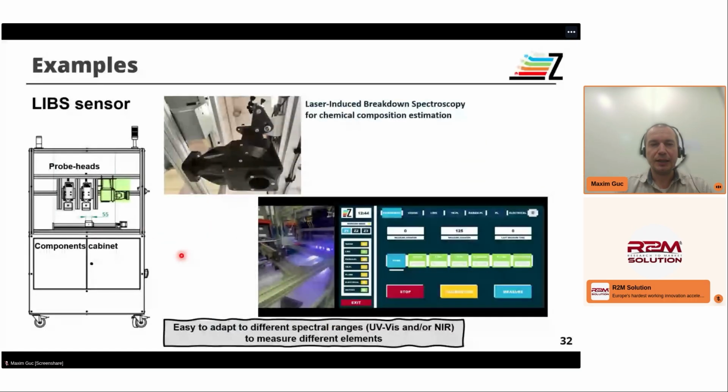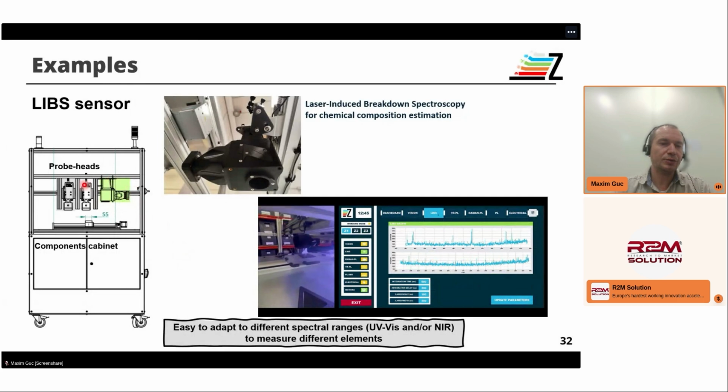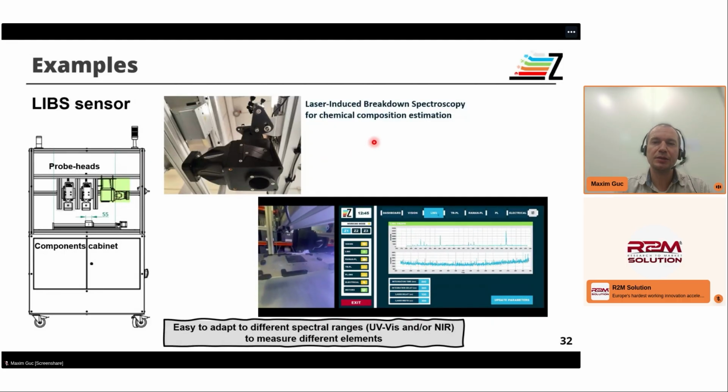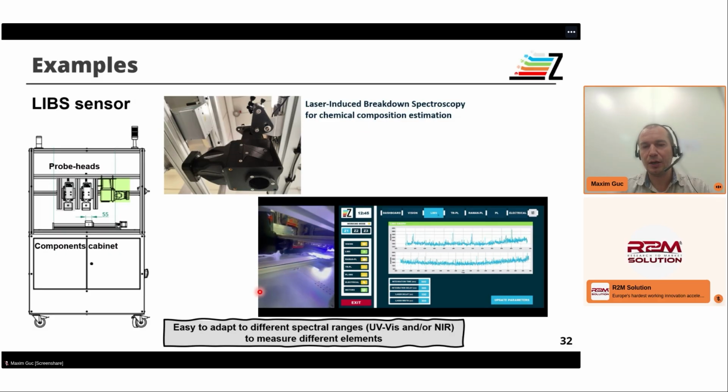The next sensor is a LIPS sensor, which you can see here is very easily integrable together with the Raman sensor. So you can see here how it can be integrated, and here you see the photo. And what is the LIPS sensor? This is laser-induced breakdown spectroscopy, and it's used for chemical composition estimation. And here you can see a short video on how the sensor works.